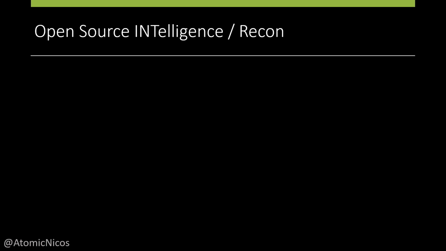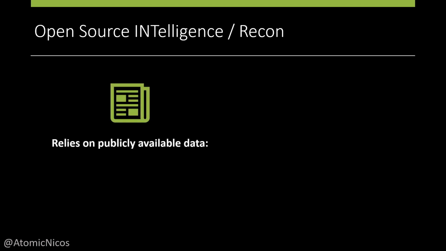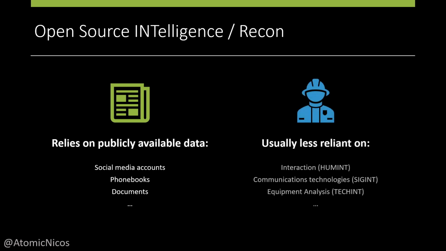It's open source intelligence. Well, it's also known as reconnaissance, depending on who you ask. And there's a few ground rules for it to be called OSINT. It needs to rely on publicly available data. So everything that's social media accounts, phone books, documents, pictures, anything that you can find on the web. And isn't so reliant on interaction. That would be human intelligence. Communications technologies, that would be SIGINT. Equipment analysis, that would be TechInt, etc. So it's really anything that is publicly available.